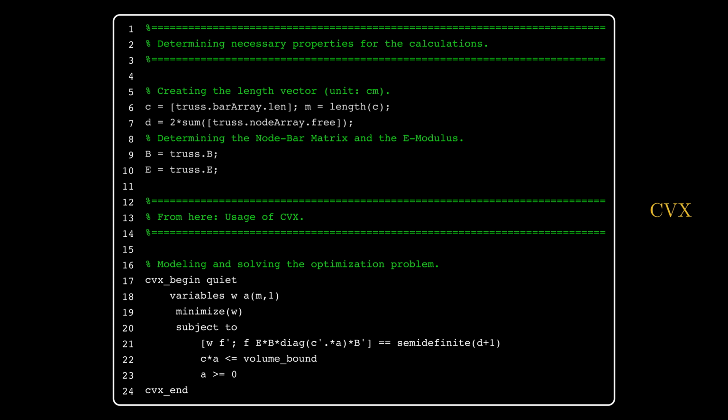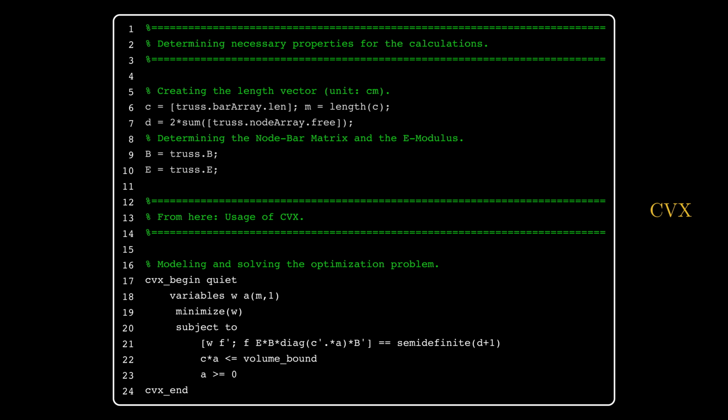In line 9 and 10 we extract then the node bar matrix B and the E-modulus of the used material from the truss object. With the code from line 17 to 24 we can solve then the optimization problem using CVX. The code starts with CVX begin, then we have the command quiet to suppress the solver output. After that we have to define the variables, so the optimization variables, which are W and A, where A is an M times 1 vector, and the optimization program is to minimize W subject to the following constraints, and after that we have to insert the code CVX end.